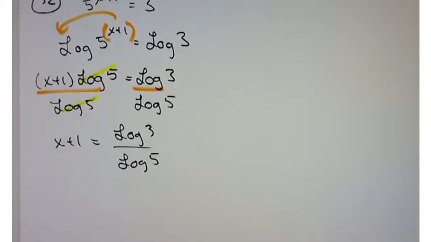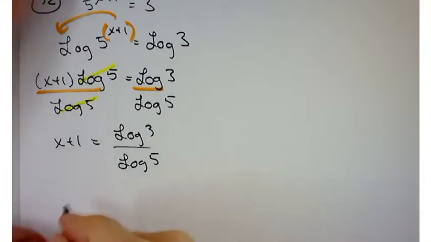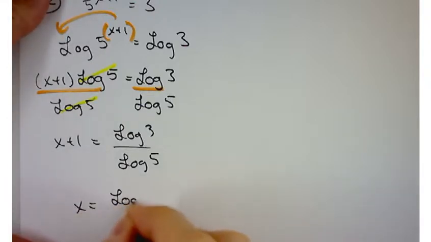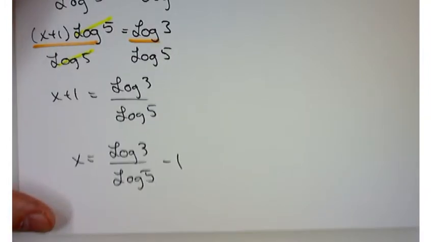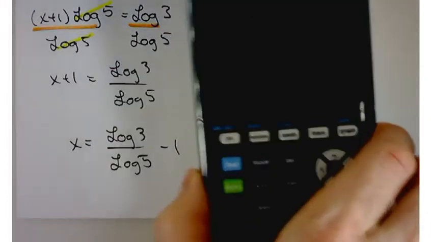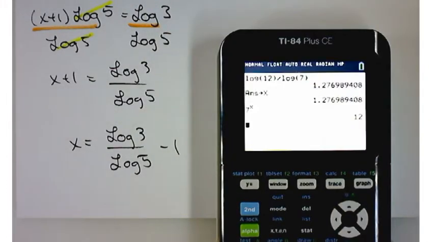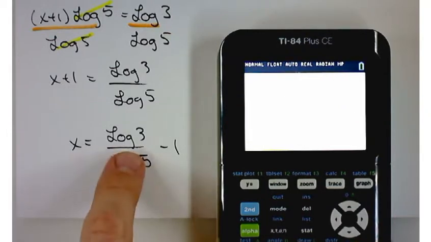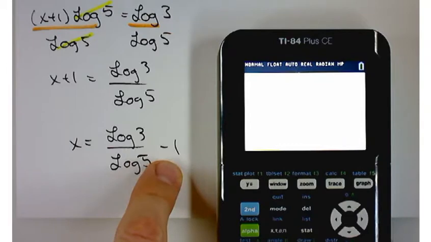And so great. We're almost done, though. We're not quite done. Perfect. Thank you. Subtract 1 from both sides. So that's going to be x equals the log of 3 divided by the log of 5 minus 1. And again, we're going to see if we can play with that, get a nice decimal value, and then check it. So let's do that here. So I want the log of 3 divided by the log of 5 minus 1.